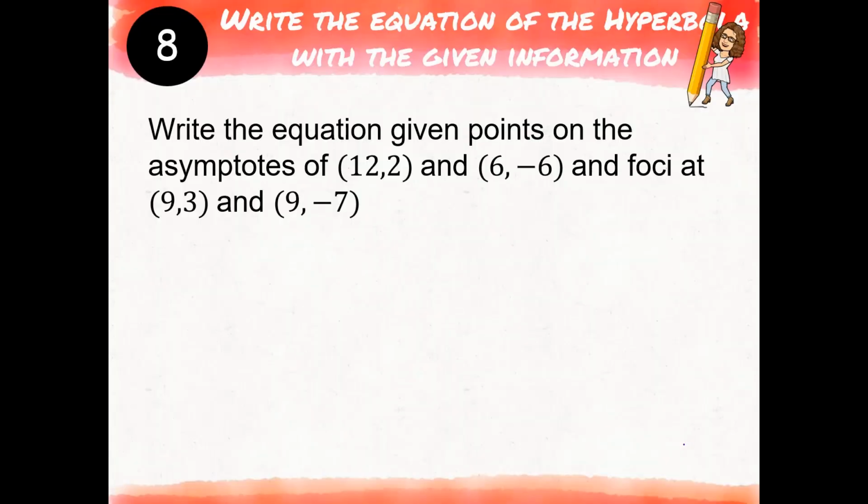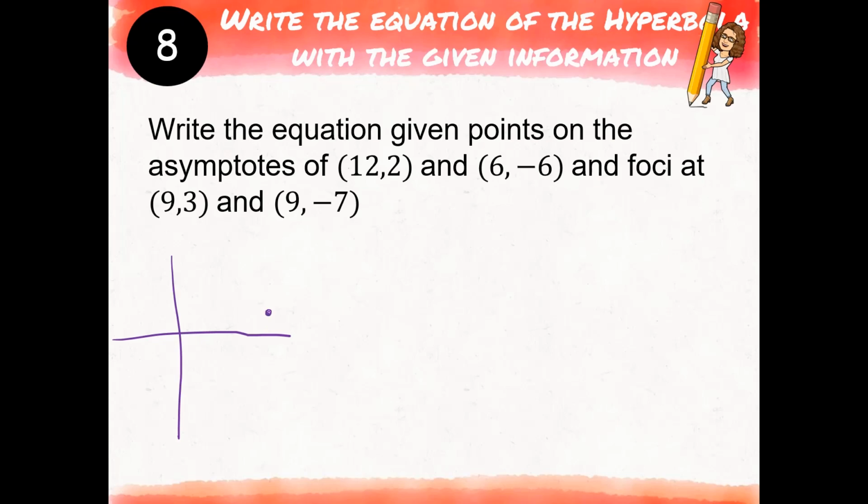One more for the night. So I'm going to write the equation given the points on the asymptotes of (12, 2) and (6, -6), and the foci of (9, 3) and (9, -7). Let's do a little sketch.